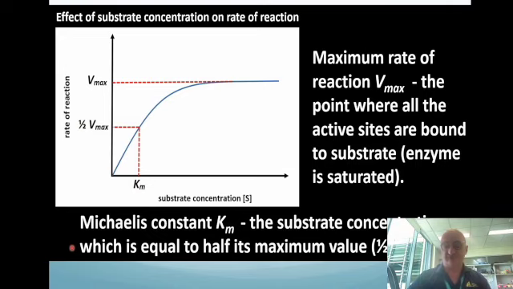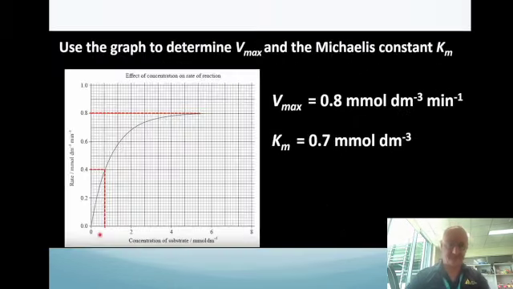If it asks you to work out Km, take half of Vmax. Vmax is on the y-axis. Say it again: Vmax is on the y-axis. Take half of that, not of the substrate concentration, to get the Km.